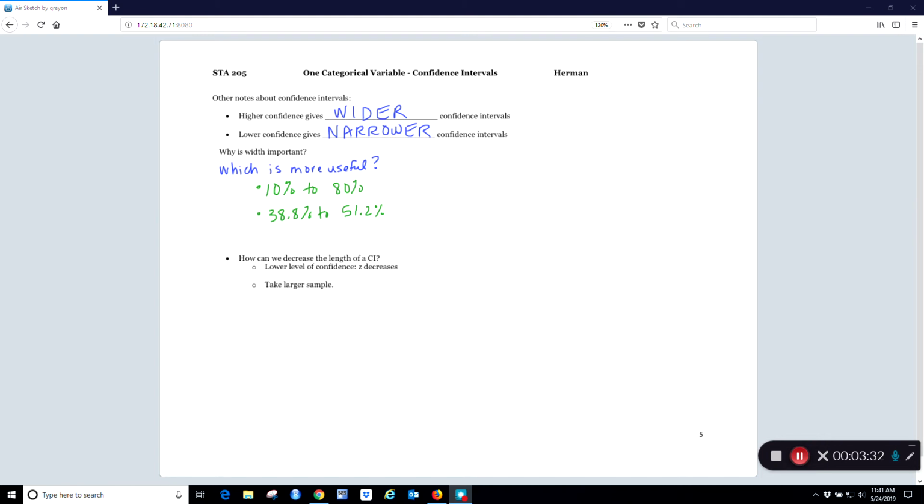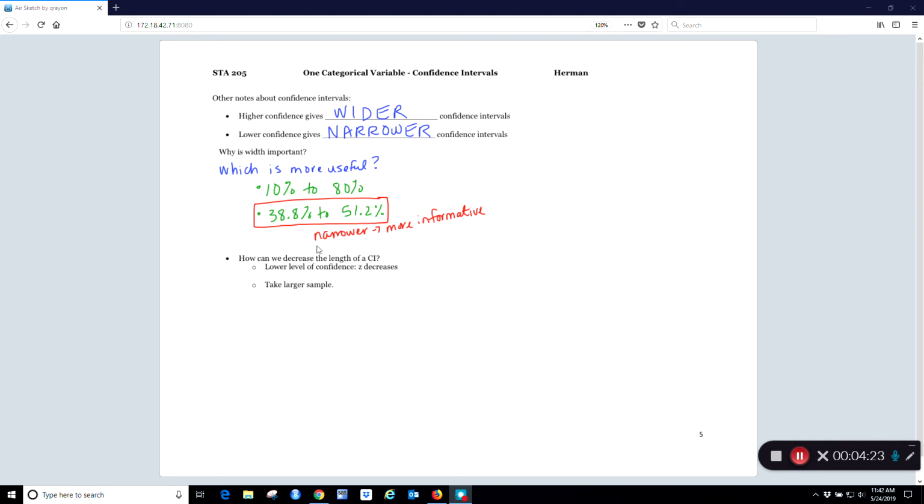Now, which one of those intervals is more useful? Well, if I look at that first interval, that really doesn't help me very much. Even without going out and collecting any data, I could probably tell you that somewhere between 10% and 80% of NKU students are male. That covers a lot of values. Versus the second one, this gives me a lot more information that I did not already have. So this second one, being a narrower interval, gives me more information. So I have a much better idea of what that actual value is, because it's narrowed it down for us.